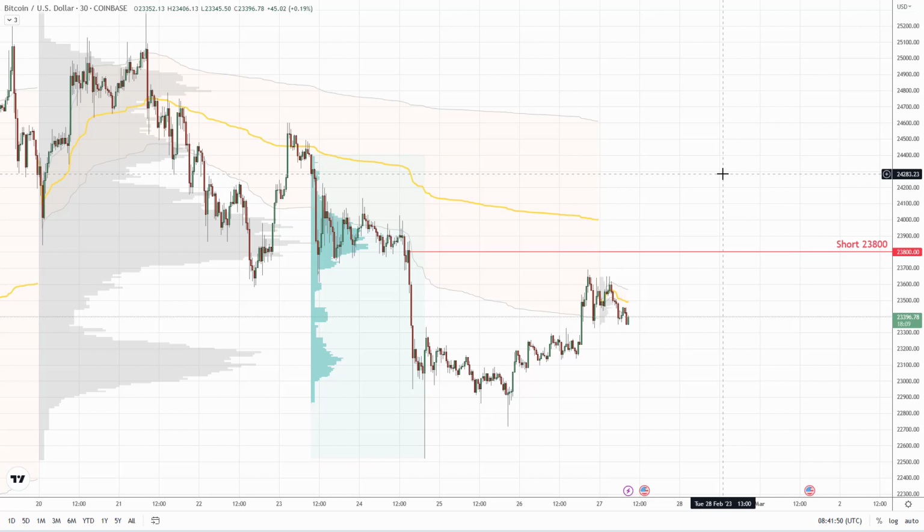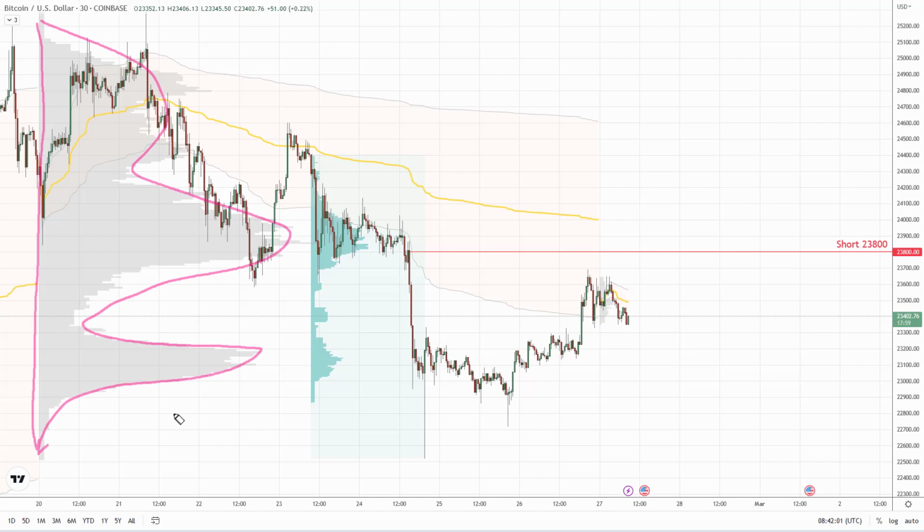Now there's also one thing that adds strength to this resistance. If you look at the gray profile in here, this gray profile shows the volume distribution on Bitcoin over the whole previous week. Right here, this is where the volumes were the heaviest. This is the weekly point of control. Because the heaviest volumes throughout the whole previous week were traded here, it is a very strong level to trade from, and it definitely adds strength to our resistance, which we have in here.